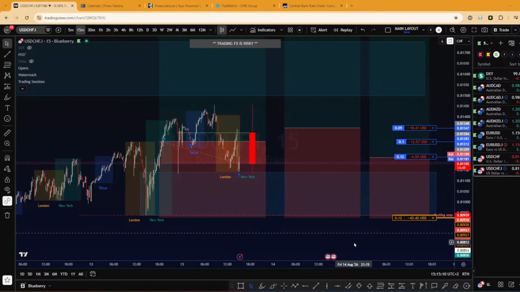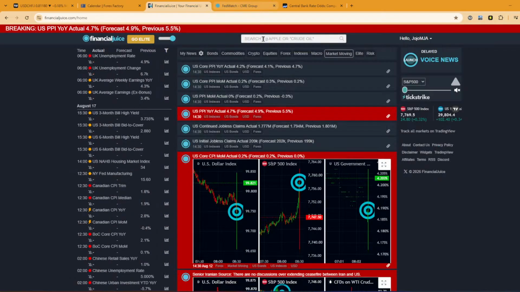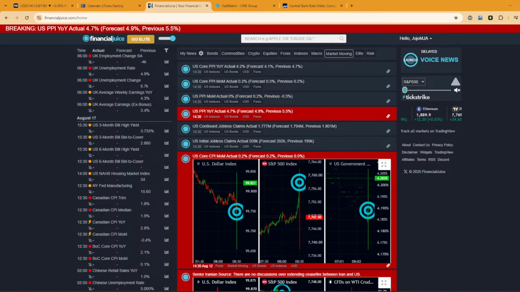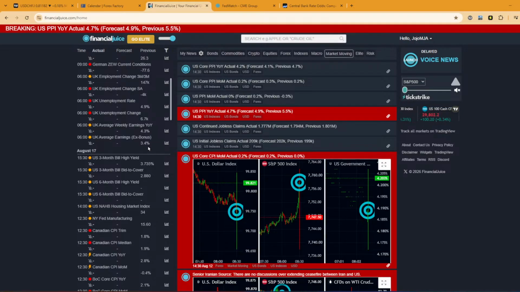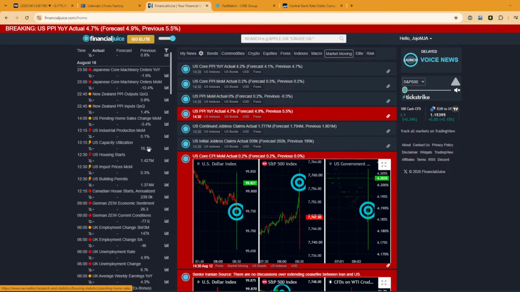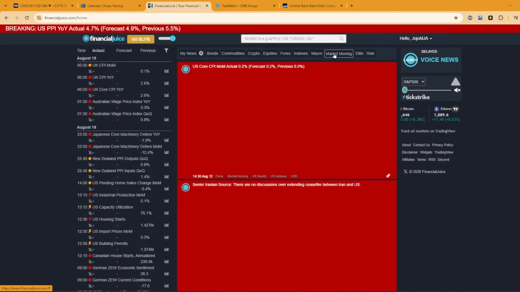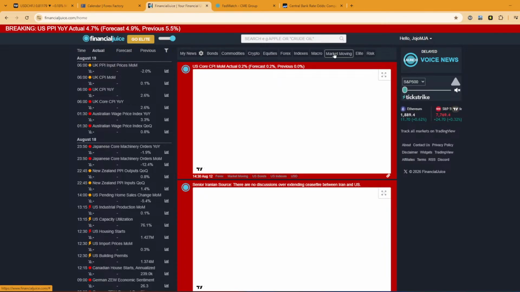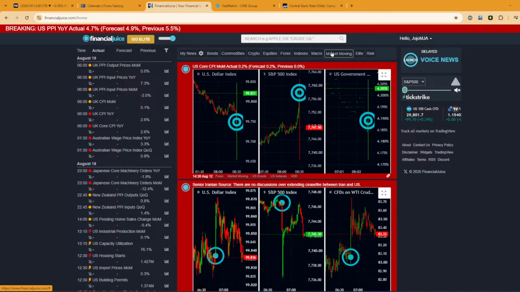Maybe it's not a good idea, because the PPI really came out very soft. We have the PPI year on year. We expected 4.9%, but we had 4.7%. So yeah, very soft. So this could potentially bring the dollar down for a period of time. So yeah, crazy.